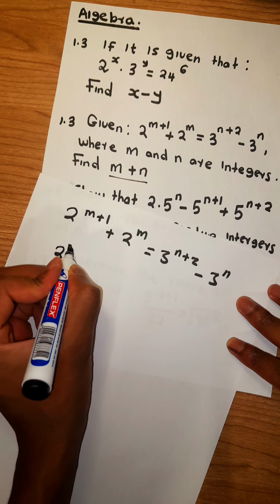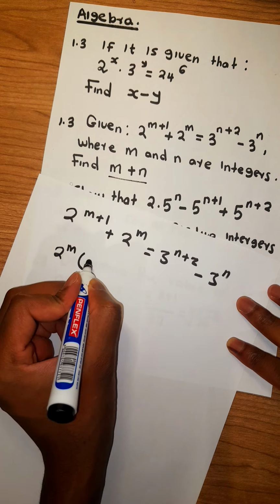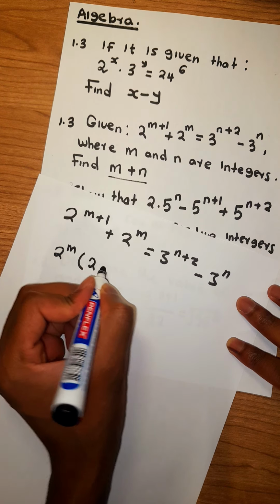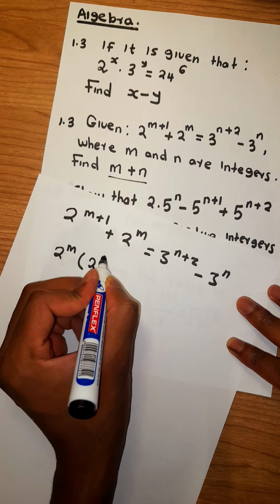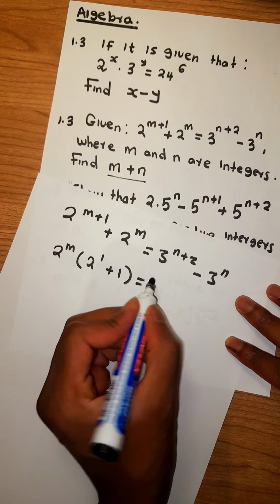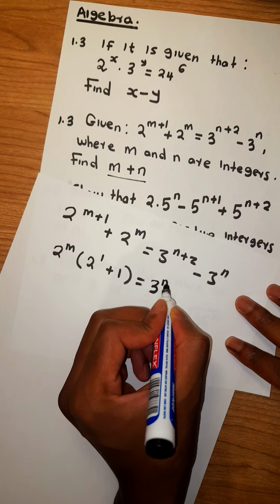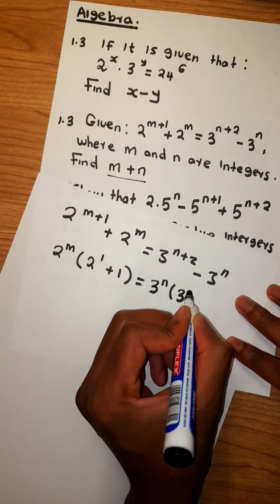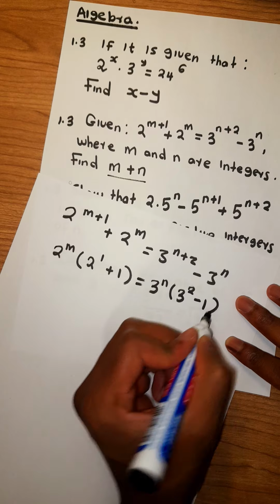So if you take the common factor of 2 to the power m, you'll be left with 2 to the power 1 plus 1. That is actually equal to 2. Let's also take the common factor of 3 to the power n. So we'll be left with 3 to the power n. That's going to be 3 squared minus 1.